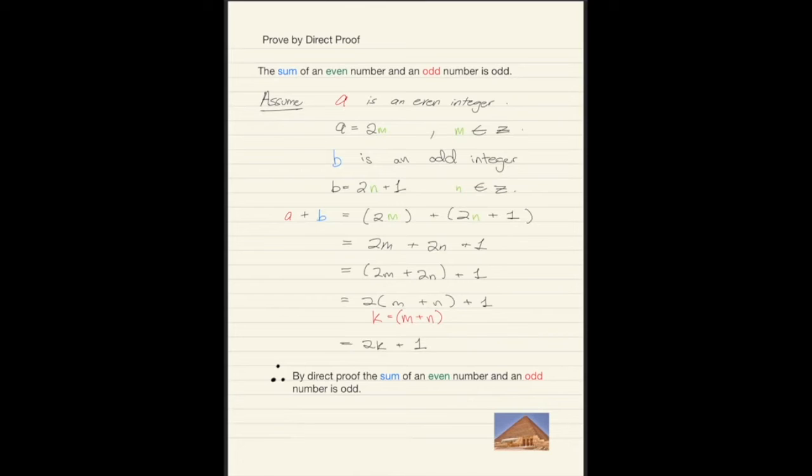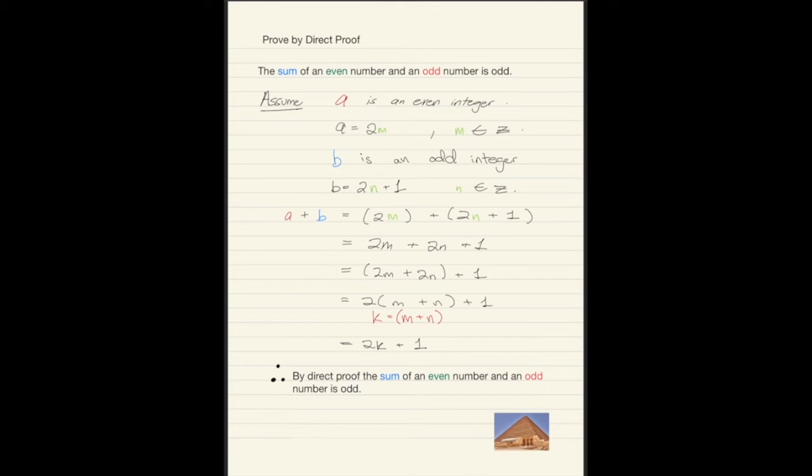Prove by direct proof: the sum of an even number and an odd number is odd. So we're going to assume that a is an even integer. Therefore, a is equal to 2 times m, where m is an element of the set of integers. And b is an odd integer, so b is equal to 2n plus 1, where n is an element of the set of integers. And then now we're going to have a plus b, which is 2m plus 2n plus 1.